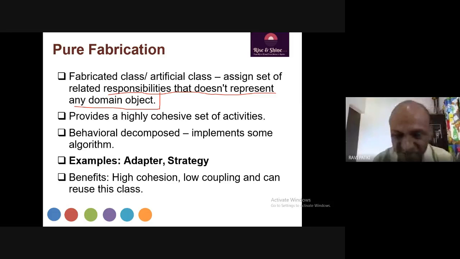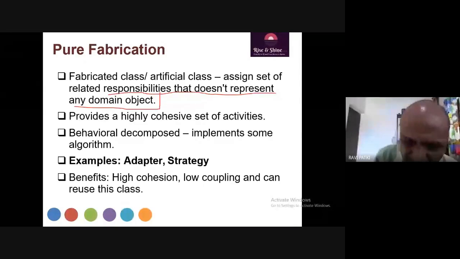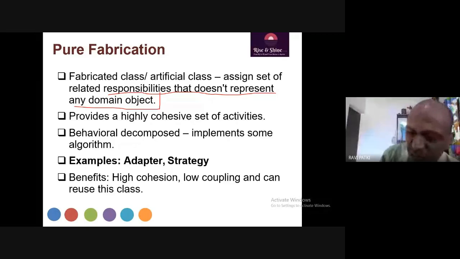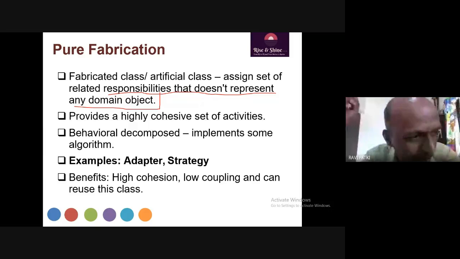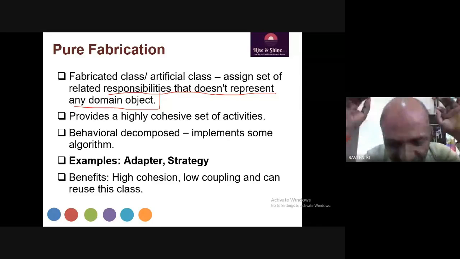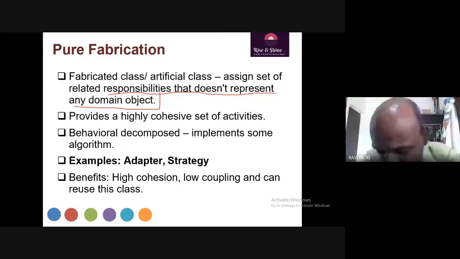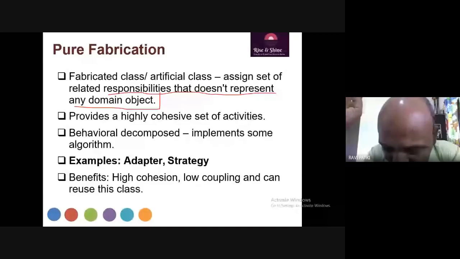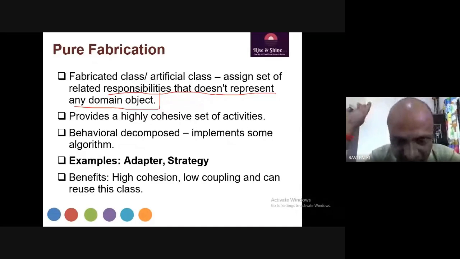So in the same manner, depending upon the strategy, which strategy should I follow? You can design some fabricated class: if data is this thing, go for selection sort; if data is that thing, and so on. Who is checking the data? The fabricated class. So the benefits: high cohesion, low coupling, and you can reuse this class. You can reuse this adapter and strategy anywhere. So this is called pure fabrication. GRASP is saying when responsibilities are remaining, the pizza is remaining, give that pizza to someone else, and that someone else is called a fabricated class.